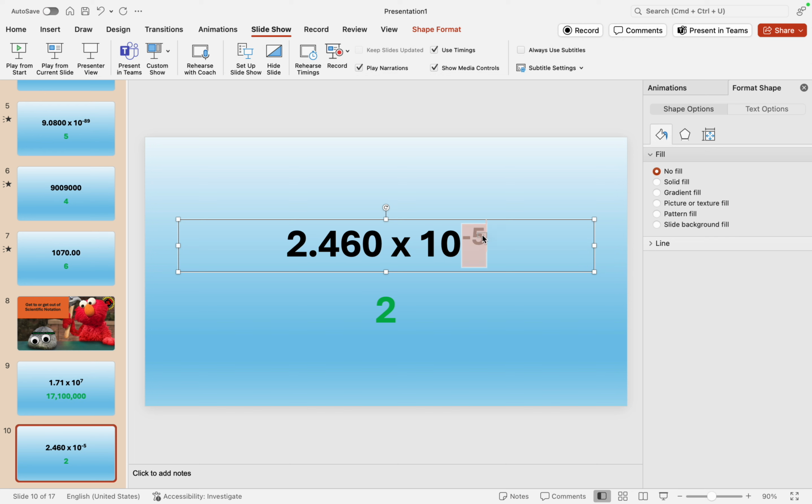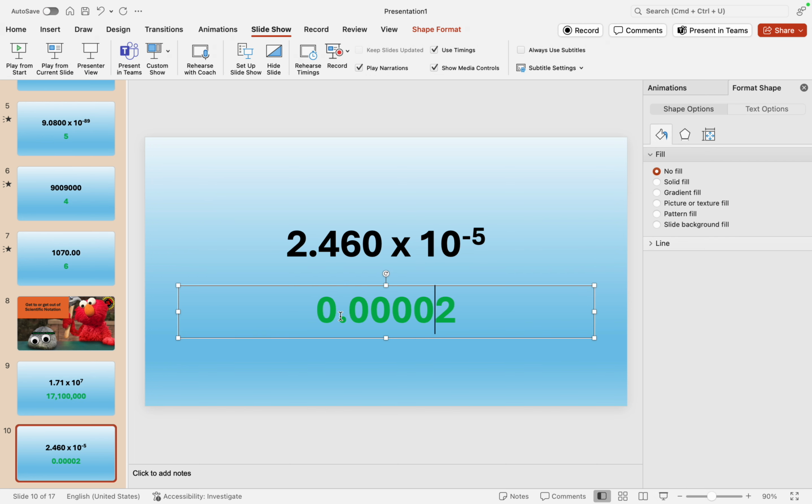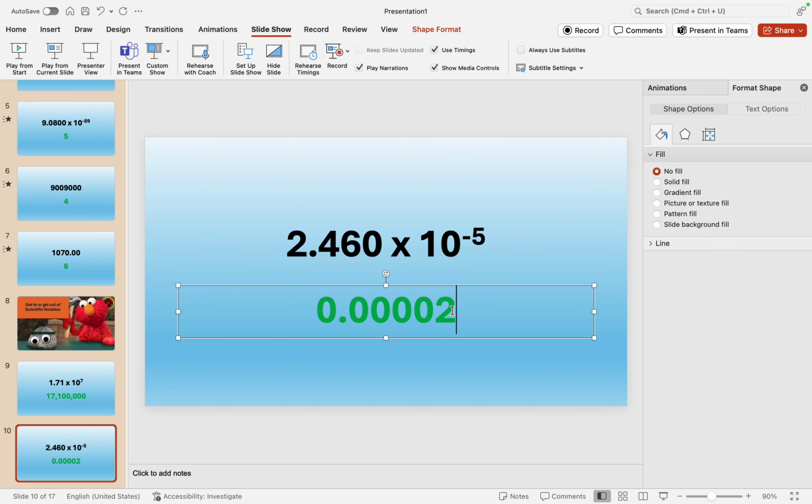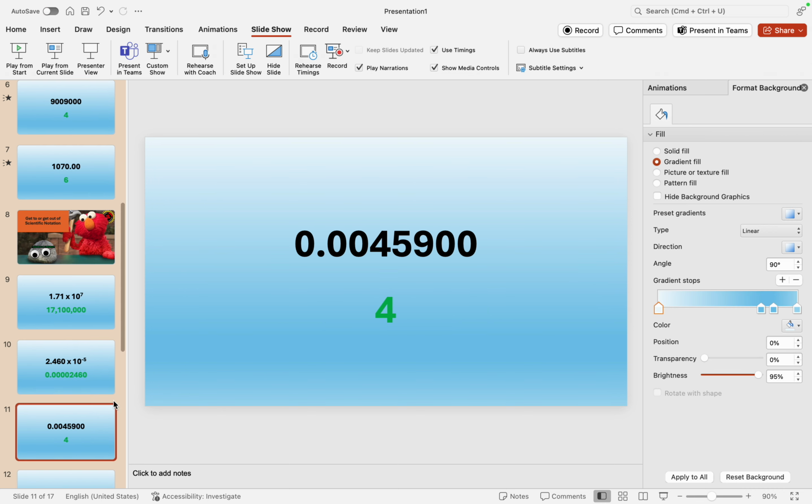Moving on, I have 2.460 times 10 to the negative 5th. Negative power means move to the left. But it's important that you include every single digit in this number that is significant. So if there's 5 and you're a negative power, that means 5 zeros, including this first one. So 5 zeros, and then we get 2, 4, 6, 0. You do need this 0 at the end. So that's this number.